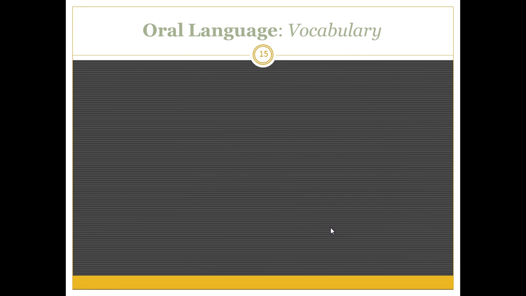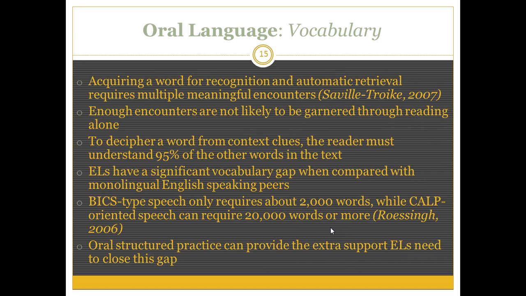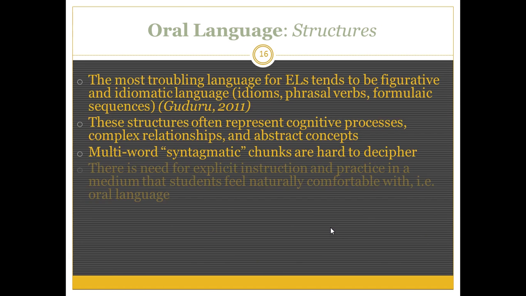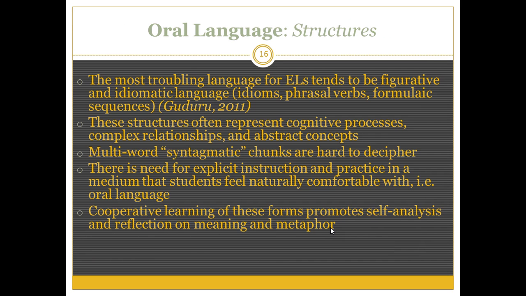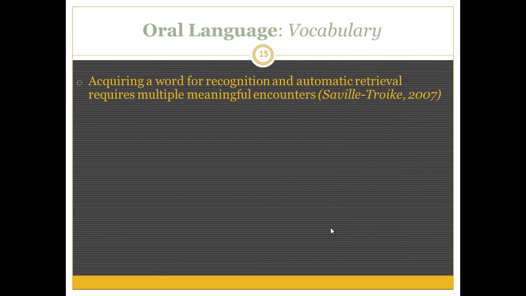So now we're going to discuss 3 key parts where oral language can help English learners develop cognitive academic language proficiency. Those will be vocabulary, structures, and then classroom methods. So let's go back and discuss vocabulary.